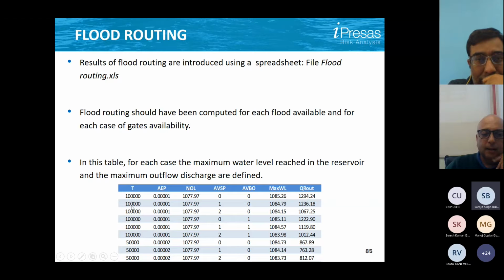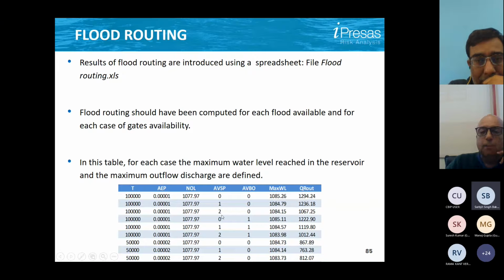It looks like this. For instance, this is for return period 100,000 years, annual exceedance probability 10 to the -5, normal operating level, which is the pool level, always at normal operating level. And for instance, this is when the surface spillway doesn't work and the bottom outlet doesn't work. Then we know what is the maximum water level and the discharge.